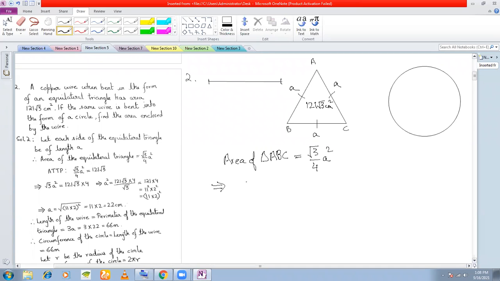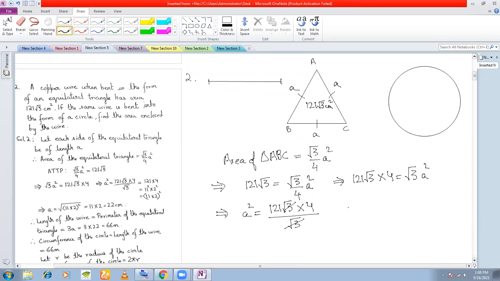How much is the area given here? 121 root 3 is equal to root 3 by 4 A square. We can find out A from here. That is, we can find out each side of the triangle. So you cross multiply. 121 root 3 into 4 is equal to root 3 A square. That means A square is 121 root 3 into 4 divided by root 3. This cancels. So you get A square is equal to 121 into 4.